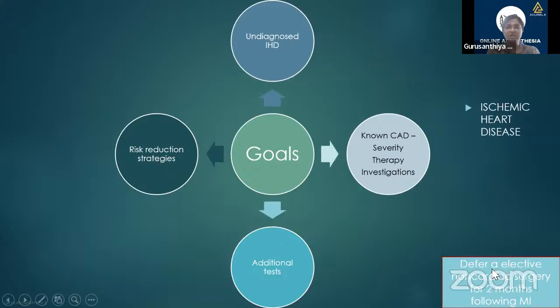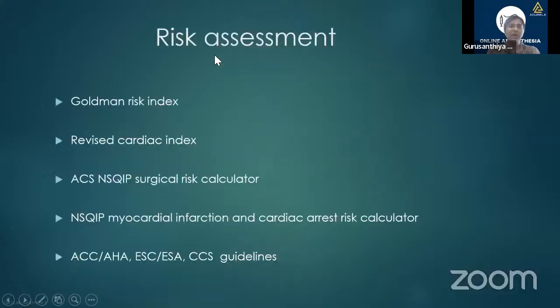According to Miller 9th edition, recently there was a question asked in Telegram. You defer any elective non-cardiac surgery for 2 months following a myocardial infarction not requiring a PCI, not done a PCI. So it's 2 months. And in the risk assessment, there are a number of guidelines and risk stratifications which have come, and the time-tested one is the Revised Cardiac Risk Index. And nowadays there is a preponderance towards NSQIP, the myocardial infarction and cardiac arrest risk calculator. And these are the guidelines which are available: AHA guidelines, ESA guidelines, and Canadian Society guidelines.